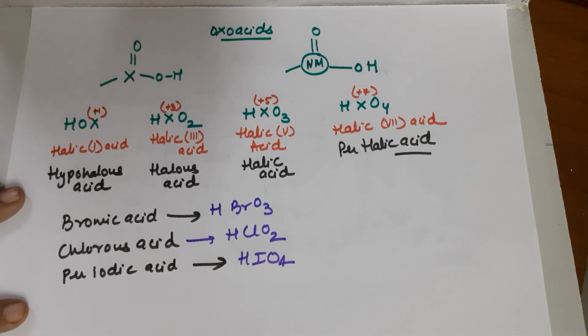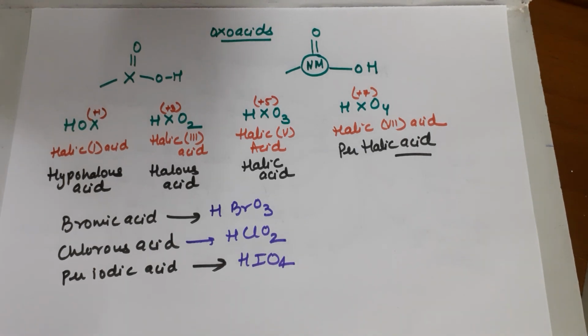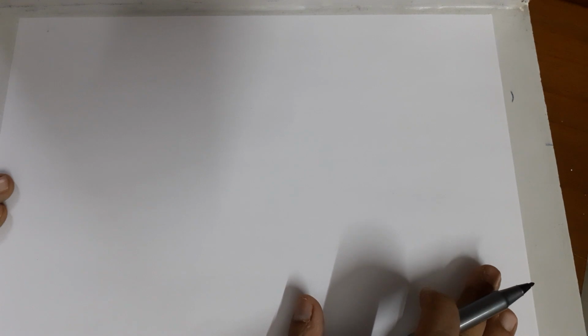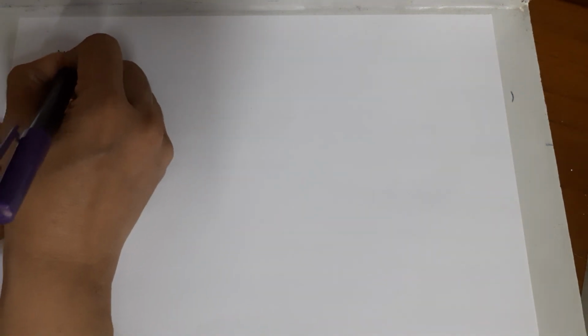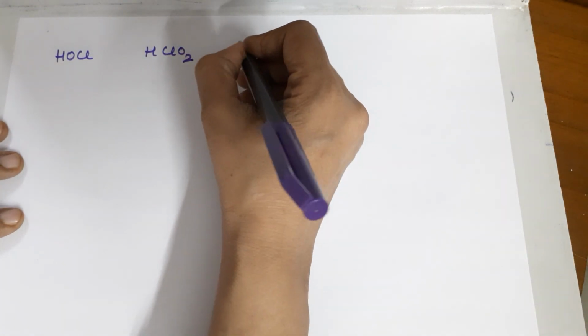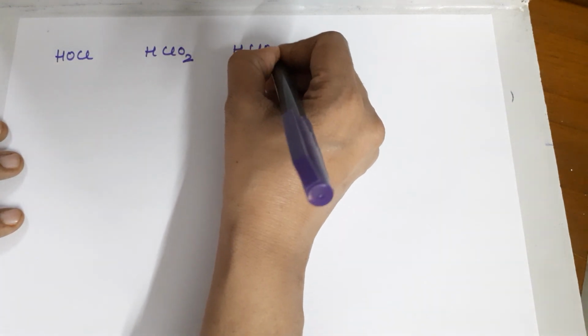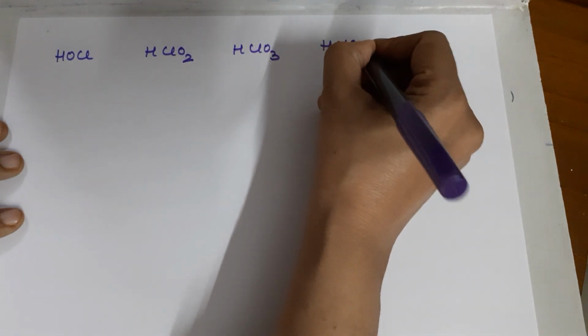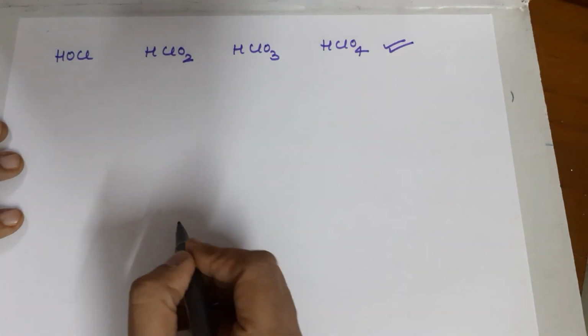Now let us talk about the other properties of these oxyacids. When I talk about these oxyacids of chlorine, I find the formulas are HOCl, HClO2 for chlorous acid, then you have HClO3 and you have HClO4. All the four of them will exist.